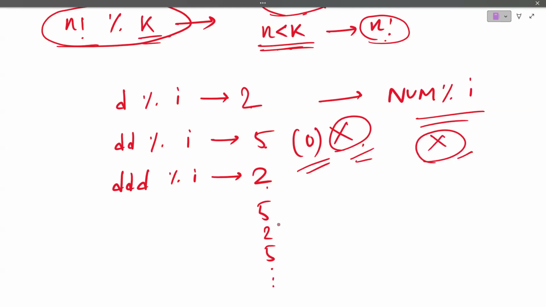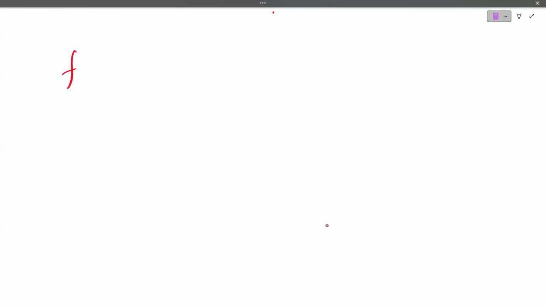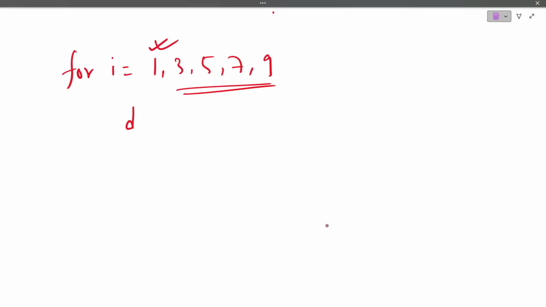So here is the basic idea for this problem. You iterate over all the odd digits, say 1, 3, 5, 7, and 9. For 1, we know that the answer is trivial; it is always yes. Whenever we are iterating over these odd digits, we start computing the remainders. We compute the remainder of d modulo I, then dd modulo I, and we keep on computing. For this, we will get some values, say 3, then 6, then 5.